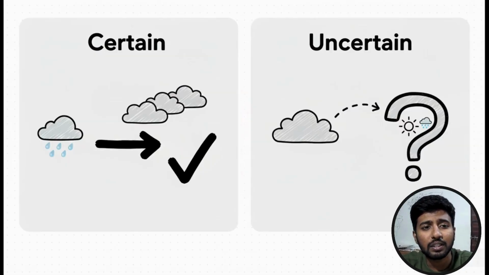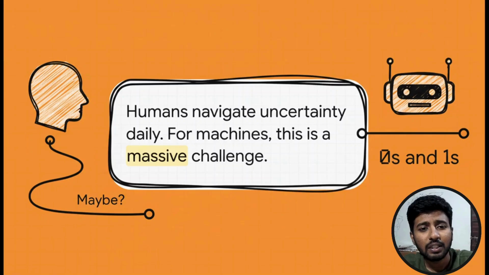And we will also discuss what is certain and what is uncertain. Certain means, if we take an example, that it's raining outside, then it is certain that there must be clouds. And uncertain means if there are clouds outside, then it does not mean that it's raining outside. So that is an uncertain thing. Humans deal with uncertainty daily, just like the example we took earlier.